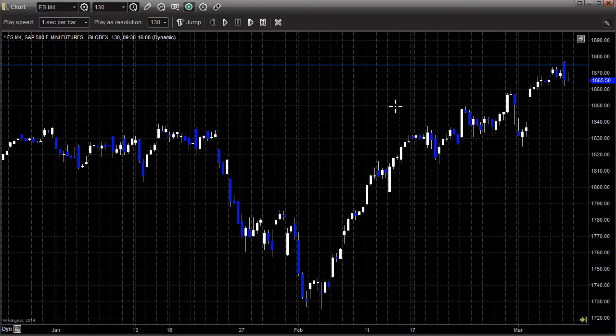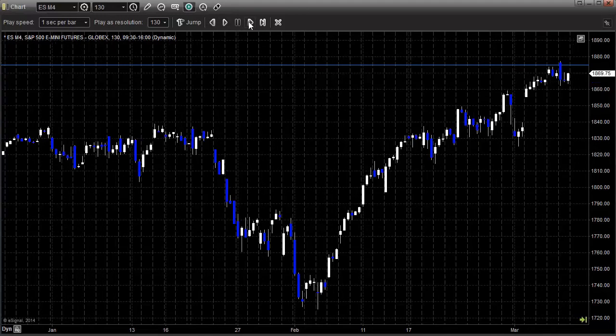So this is the ES current contract, starting back in March. The beginning of this chart here is early in March, and the blue line is the 1875 level. You see the market rallied during February from 1730 all the way up to about 1875. It touched this level. Now I'm going to start moving us forward bar by bar.